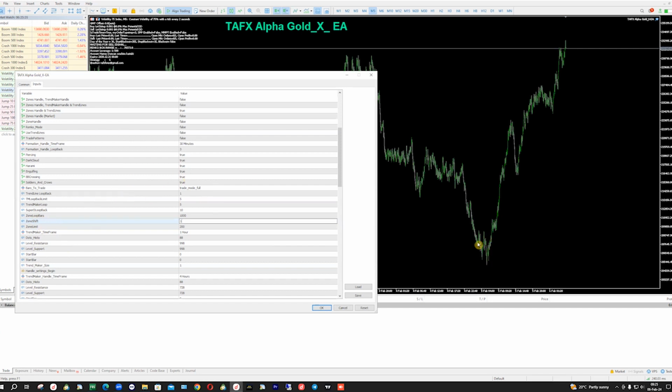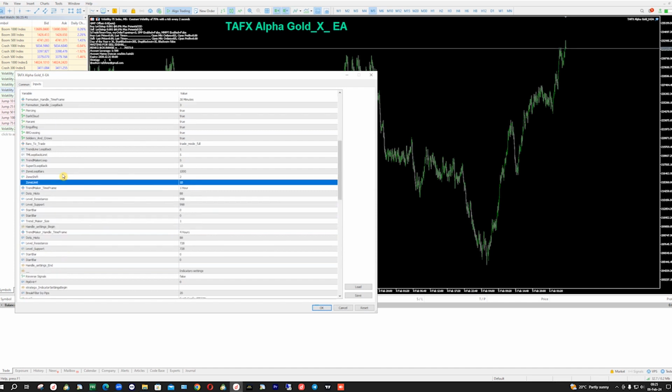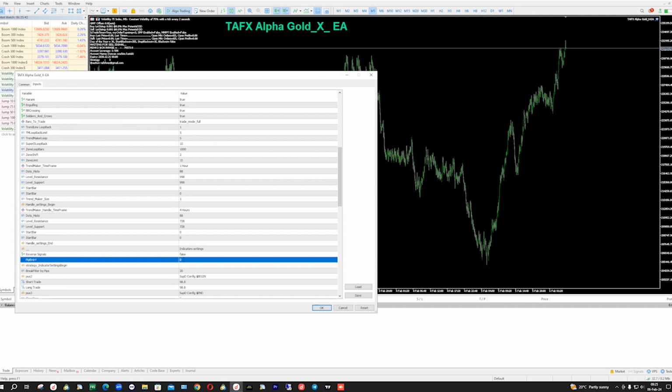But if you want the EA to close the order and wait for a fresh signal, for example, here you can just set 2 for zone shift, and for zone limit, you can set it to 10. Then go to pips entry and set it to like 50 pips. That means it's going to wait for another 50 pips and check if there is a signal, then it can enter into the market with a fresh entry.